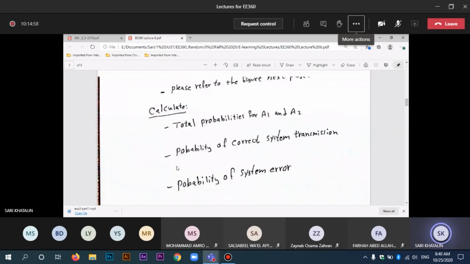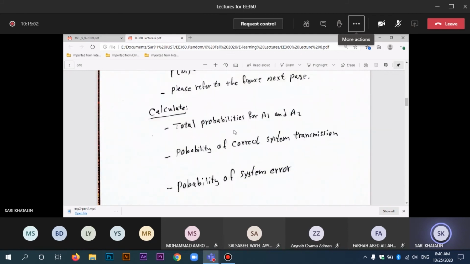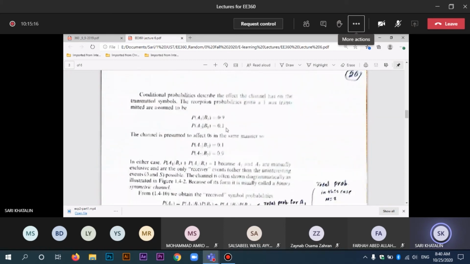Now, what we need to find is the total probability for A1 and A2, the two events on the receiving side. And also, we need to find the probability of correct system transmission and the probability of system error, okay? Of course, we did talk about this conditional probability.